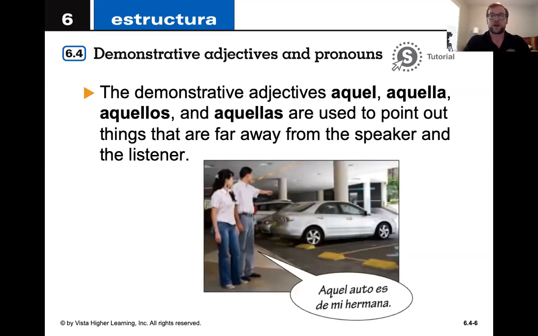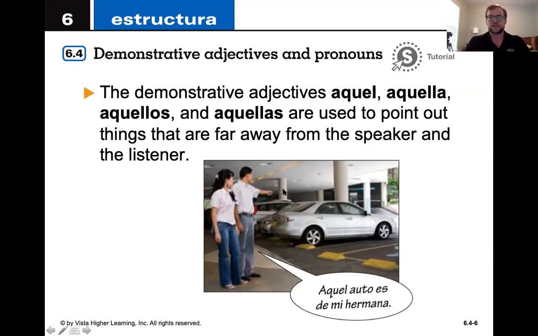Now, for aquel, aquella, aquellos, and aquellas, these are used to point out things that are far away from both the speaker and the listener. If you're sitting here next to me and we were talking about something outside, we would say aquella casa, right? That house over there. Esta casa es la mía, right? But aquella casa would be far from both of us, that over there or over yonder. Further than esa, and also not close to either the speaker or the listener.